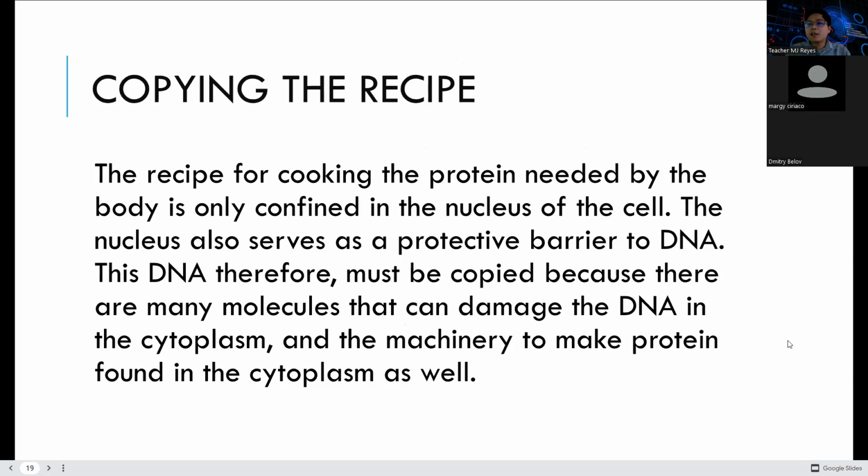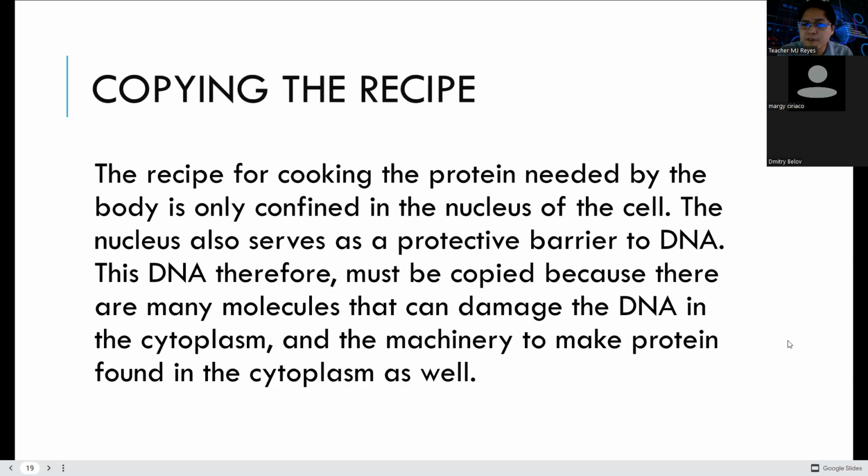We are now in the case of, after protein synthesis, carrying or copying the complete set of genes. The recipe for cooking the protein needed by the body is only confined in the nucleus of the cell. The nucleus also serves as the protective barrier to DNA. This DNA therefore must be copied because there are many molecules in the cytoplasm that can damage the DNA. And the machinery to make protein is found in the cytoplasm as well.